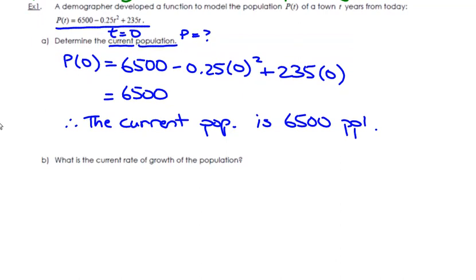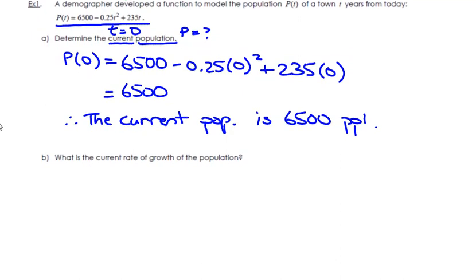Now B is saying, what is the current growth rate? So the rate of growth of the population. They're not asking about the population anymore. They're asking about the rate of growth. The word rate automatically triggers my understanding that they must be asking for the derivative, right? If they want the growth rate, they're probably asking for P prime. So why don't we find P prime first?